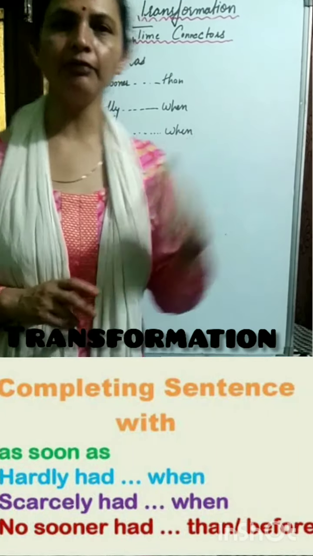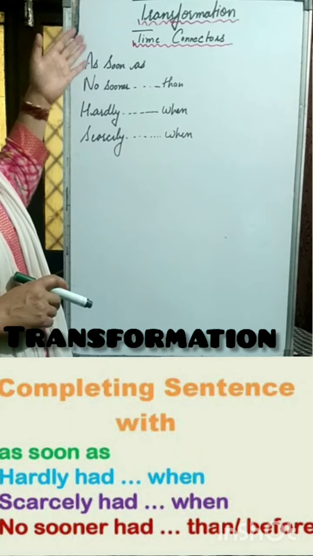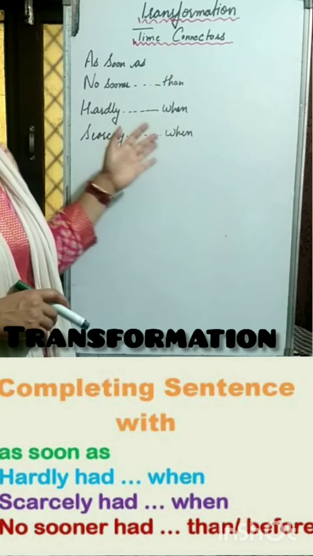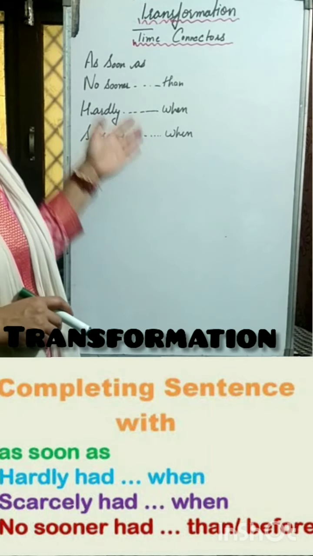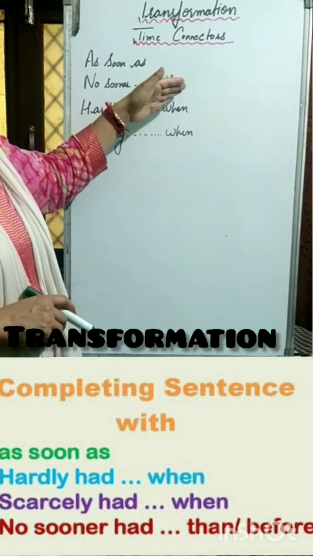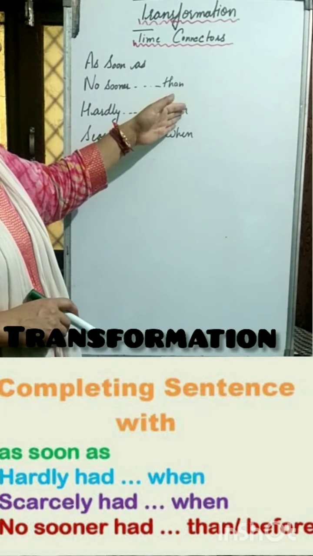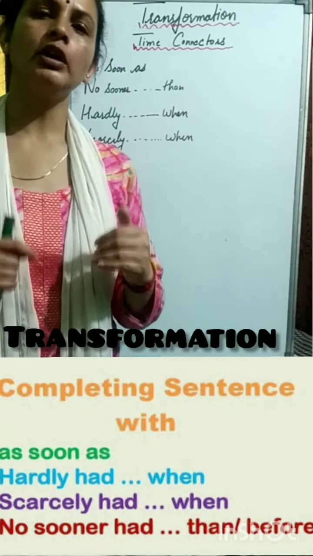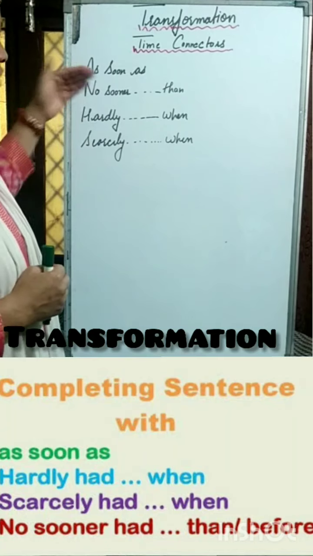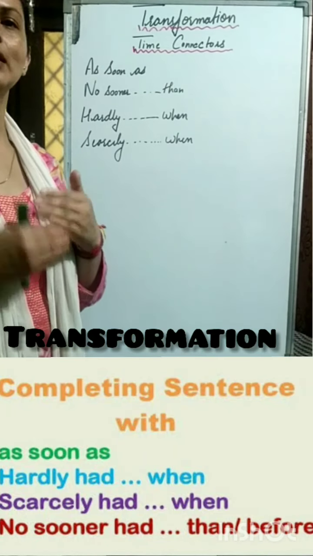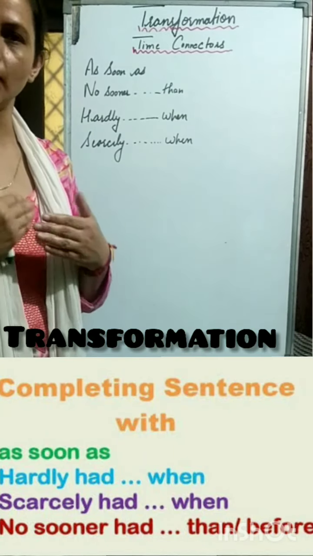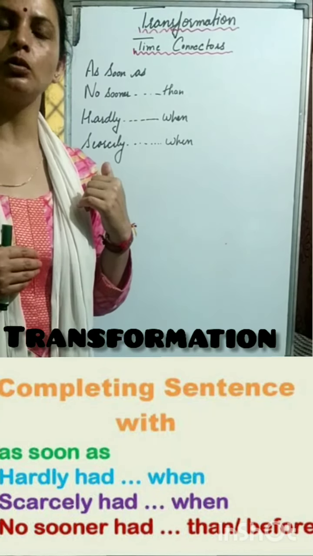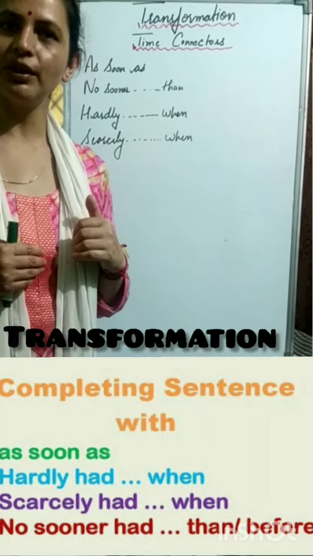For time, I have taken a few connectors: as soon as, no sooner, then, hardly, when, scarcely, when. These are the time connectors. With no sooner, we always use then. With hardly, we use when, and with scarcely also we use when. We are going to learn how we interchange these connectors with each other, with the help of examples.